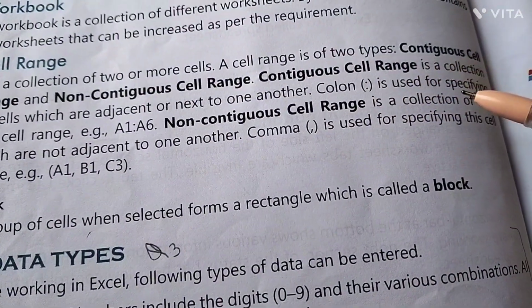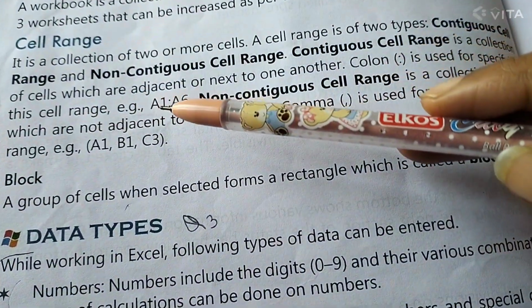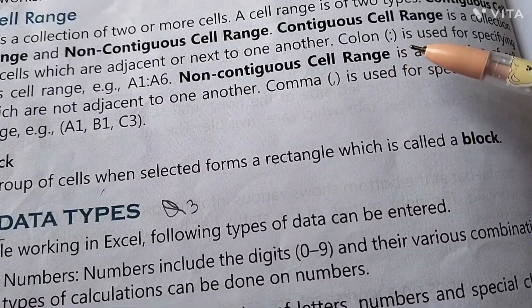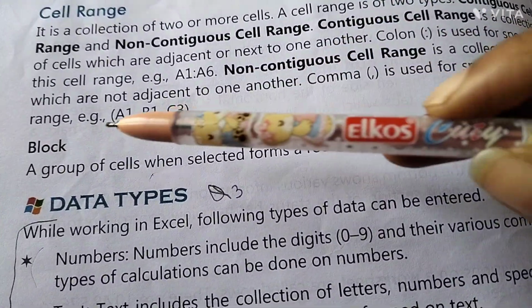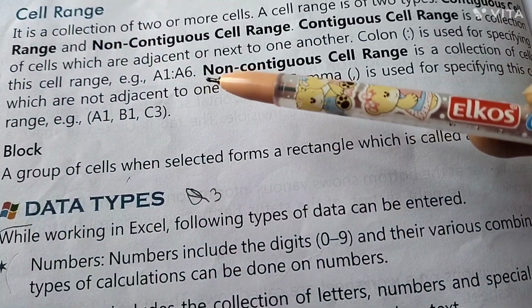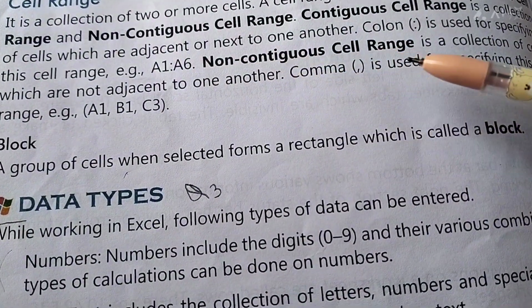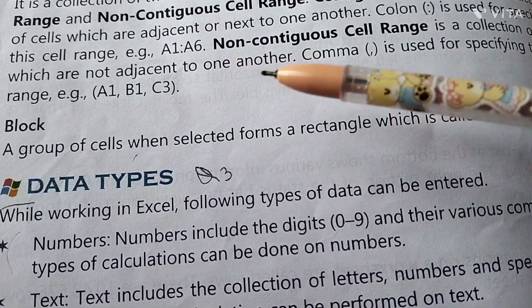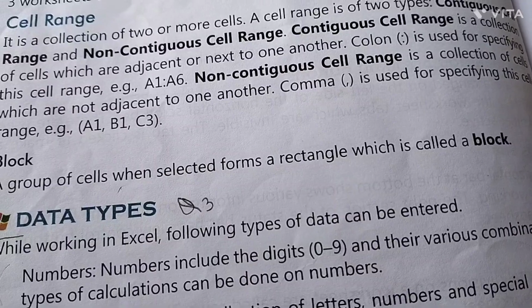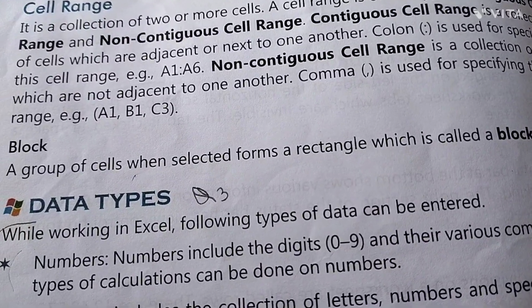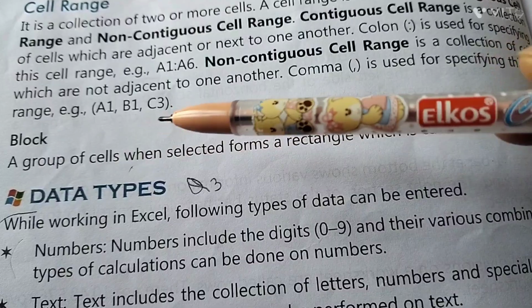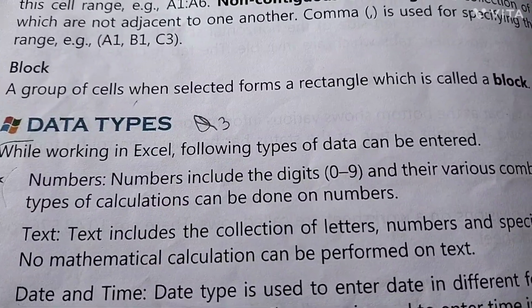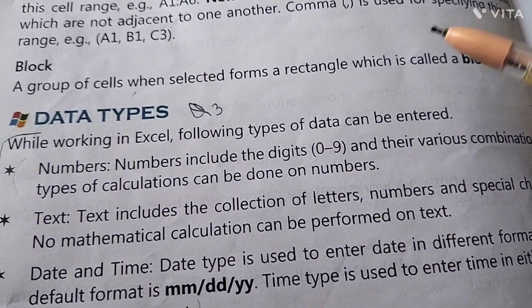Continuous cell range is a collection of cells which are adjacent or next to one another. A colon is used for specifying this cell range. E.g. A1 to A6. Non-continuous cell range is a collection of cells which are not adjacent to one another. A comma is used for specifying this range. E.g. A1, B1, C3. Block. A group of cells when selected form a rectangle, which is called a block.